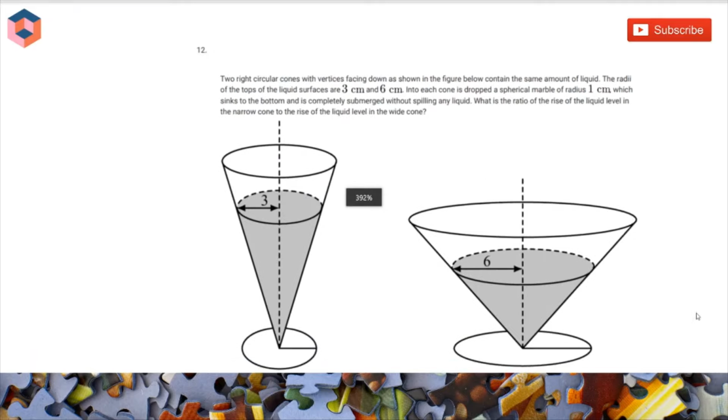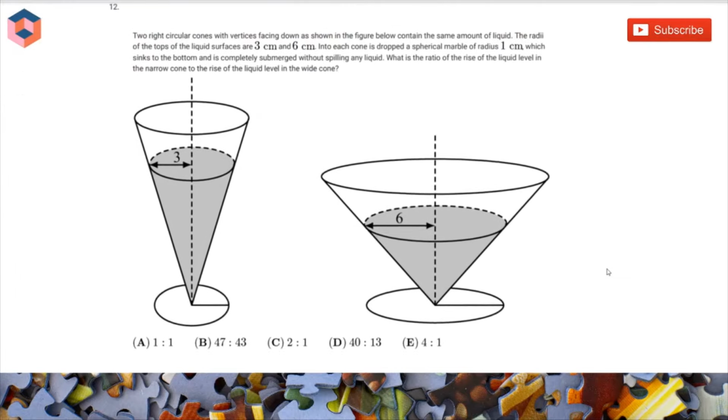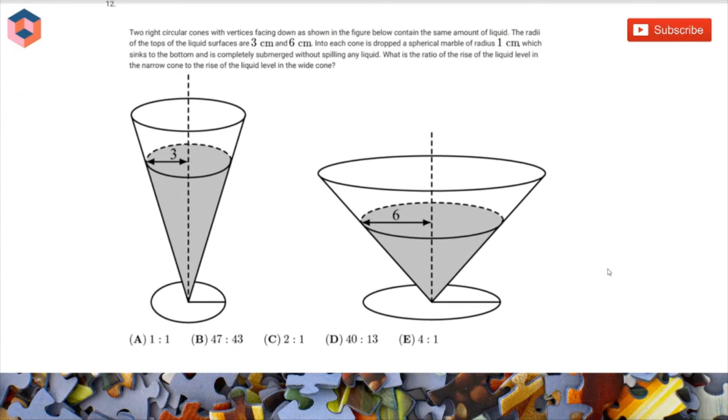Okay, so the volume of the first cone is given to be whatever the current height is. Let's say it's h1, and whatever the area of this face is, which is 3 times 3 times pi, 9 pi times h1. And to find the volume of a cone, you always have to divide by 3, is equal to volume. Let's just call that V. Now for the second one, we get, in a similar way, 36 pi, squaring the 6, divided by 3 times h2 is equal to V.